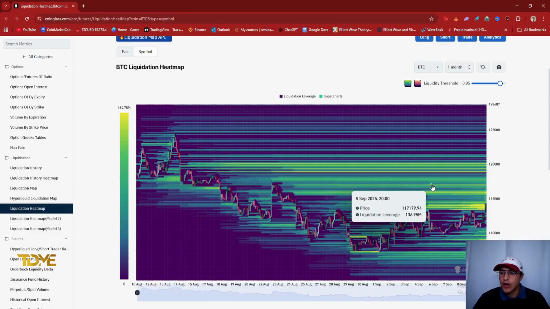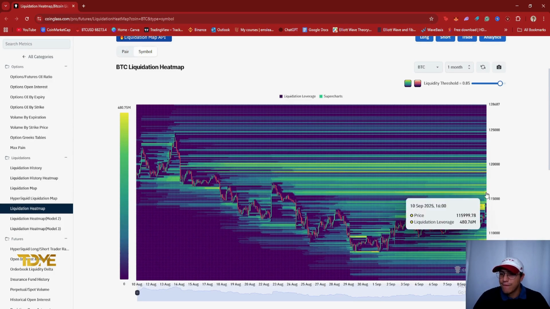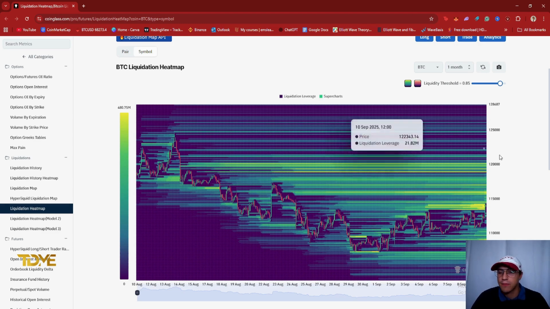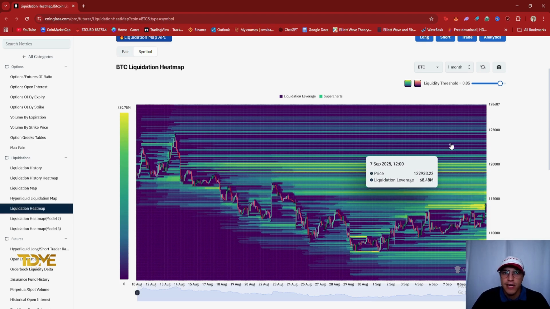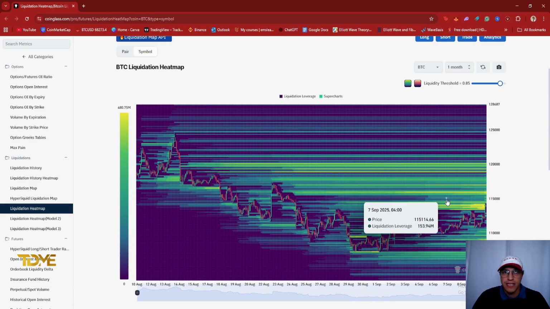And possibly the icing on top is that we have a liquidation event possibly occurring at $116,000. Remember, this is a Bitcoin liquidation heat map. That means that Bitcoin likes to take out the liquidity in the market before going anywhere else, right? It goes for the liquidity first.